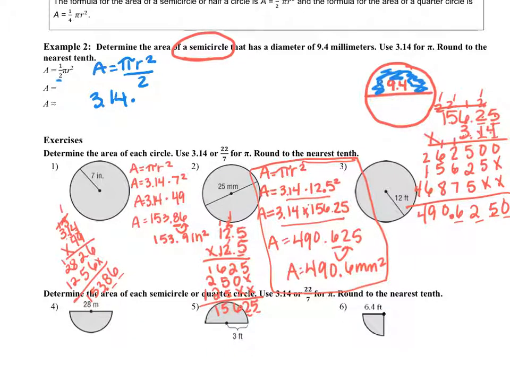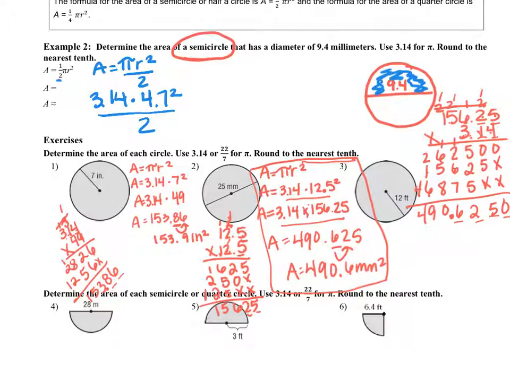So pi is 3.14. My radius, it gives me the diameter. So my diameter is 9.4. What's my radius? Half of it. Half of 9.4. Keep trying. Half of 9.4. 4.7. So I'm going to do 4.7 squared divided by 2. Getting kind of ugly, isn't it? A lot of multiplication work, so we just have to be careful in how we're doing that.